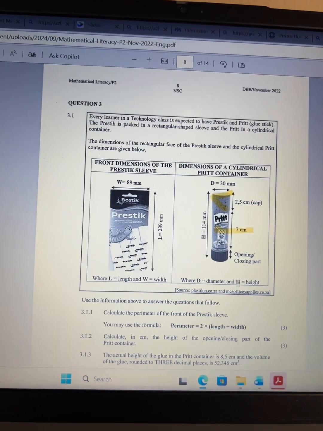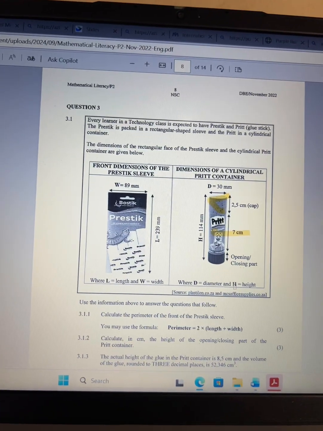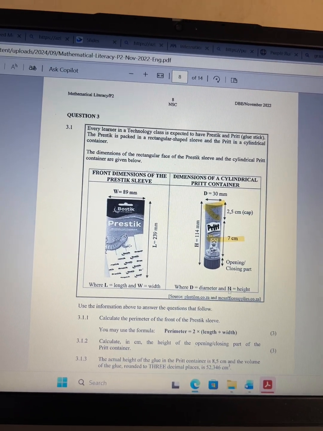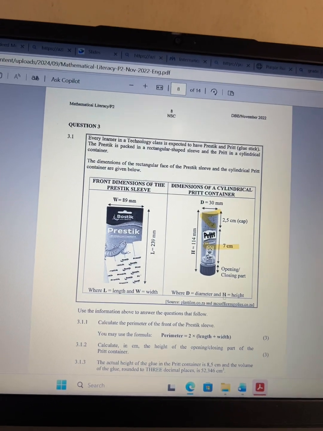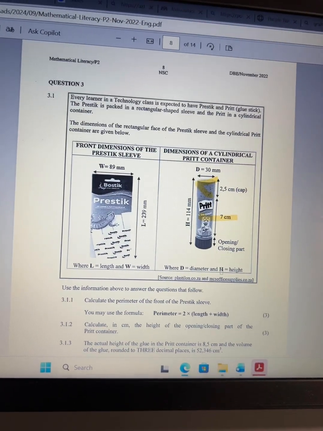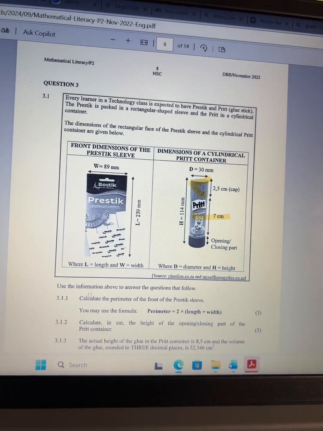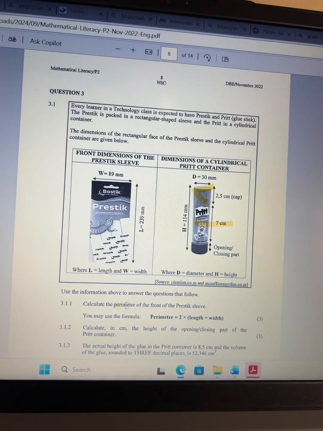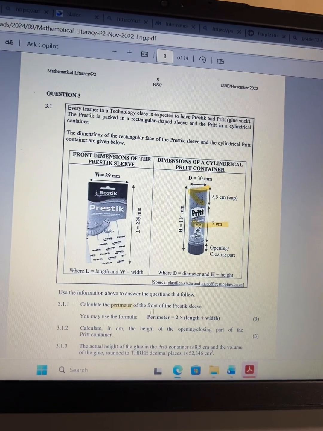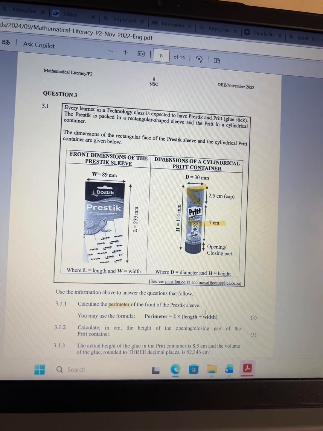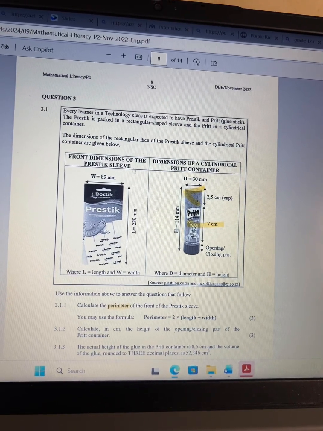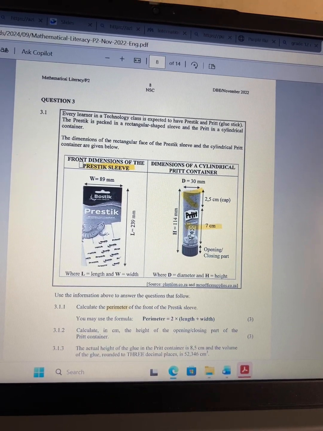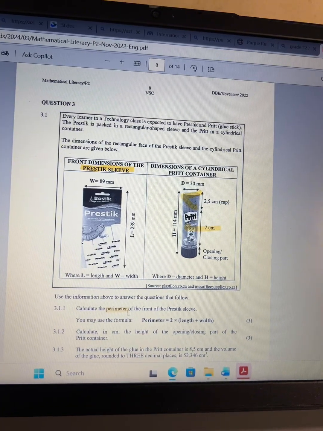We're going to start with the first question, which is 3.1.1. On 3.1.1, they said to calculate the perimeter. We're going to calculate the perimeter of the front of the Pritt stick sleeve. When they talk about the Pritt stick sleeve, they're talking about this thing. We're going to focus on this part here. They said that we may use the following formula.